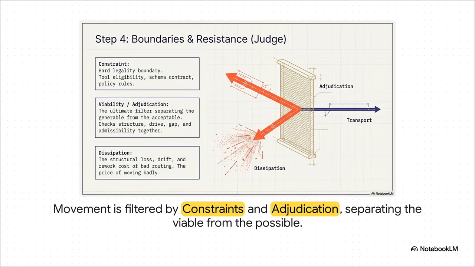But this movement isn't just chaos, right? It has to pass through the judge phase. Constraints are the hard boundaries, the rules that absolutely cannot be broken. Then there's adjudication, which is the ultimate filter that decides what is merely possible versus what is actually acceptable. Any path that doesn't make the cut gets filtered out. This process creates something called dissipation. And that's the rework, the wasted compute, the price the system pays for exploring a bad path.